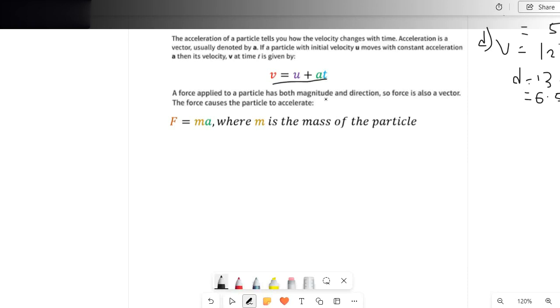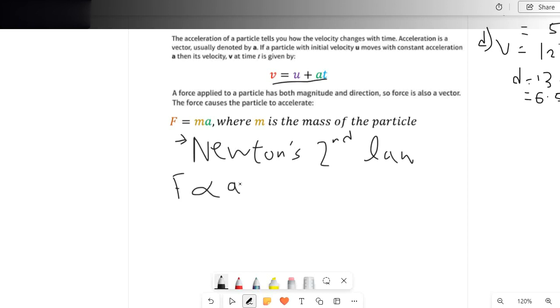A force applied to a particle has both magnitude and direction, so force is also a vector quantity. The force causes the particle to accelerate, where we have F is equal to ma, where m is the mass of the particle. And this is Newton's second law, which states that force, or the resultant force actually, is proportional to the acceleration of the object, or can be written as F is equal to dp by dt, or rate of change in momentum with respect to time.